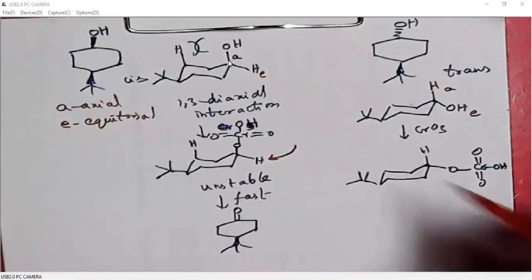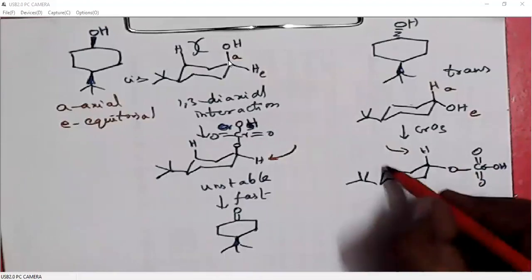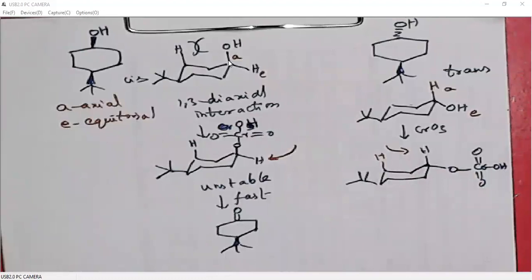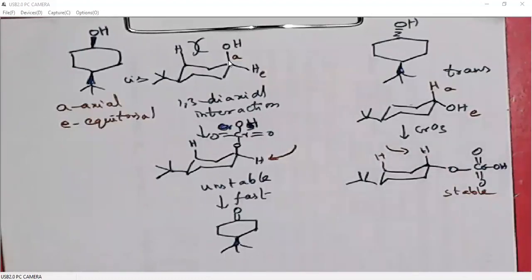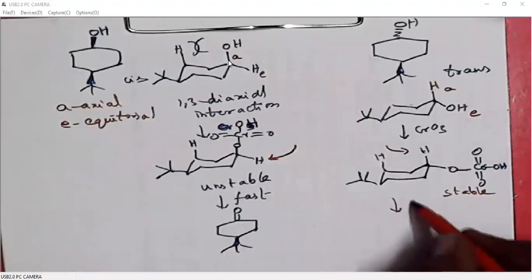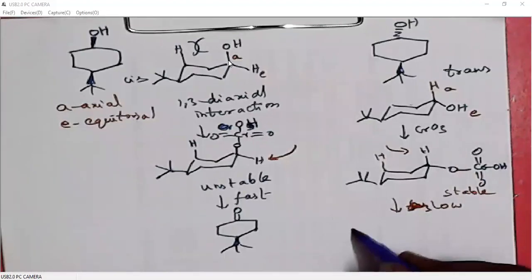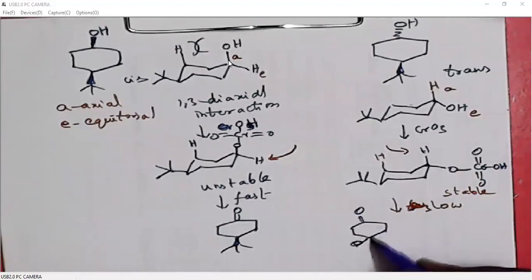At the same time, abstraction of this proton is difficult. Why? It feels steric crowding with 1,3-diaxial interaction. The chromate ester is stable, but abstraction of the proton is difficult. That is why it is a slow reaction. The product is the same, but this oxidation is slow.